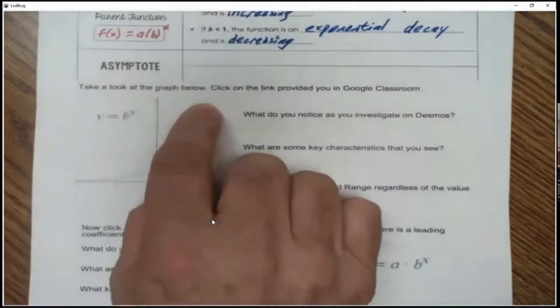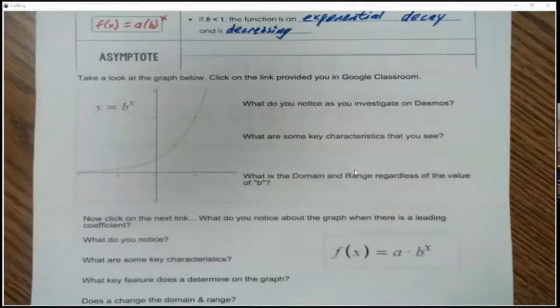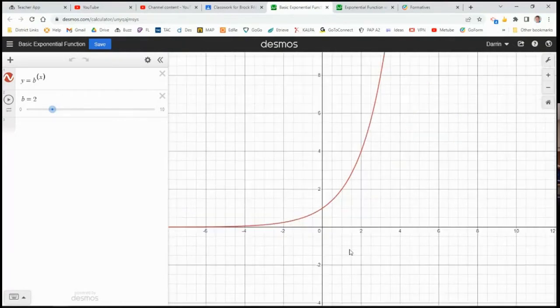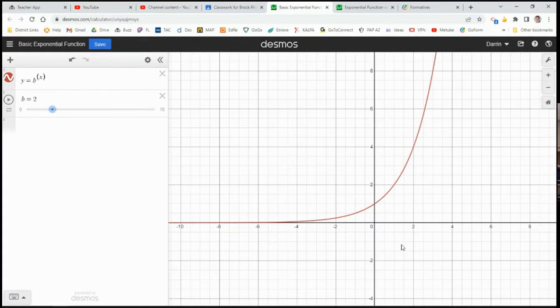And on your notes, I've got this where it's right here. You can click on your notes. Actually, physically click on it, and it'll take you right here. And you'll have this graph in Desmos on your screen. It says, what do you notice as you investigate on Desmos? And what are some of the key characteristics you see?